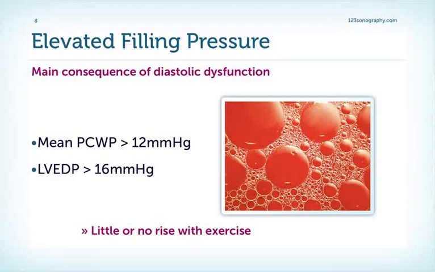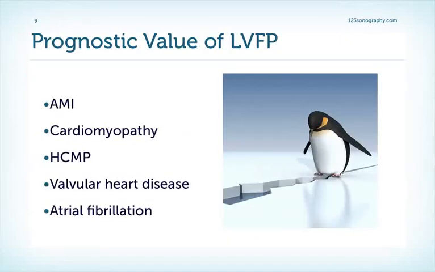If we perform pressure measurements in these patients, we will find a pulmonary capillary wedge pressure above 12 millimeters mercury and an end diastolic pressure above 16 millimeters mercury. Those would be the cutoff values. The prognostic value of elevated filling pressures has been shown in many disease entities ranging from acute myocardial infarction, cardiomyopathy, hypertrophic cardiomyopathy, valvular heart disease, and atrial fibrillation.